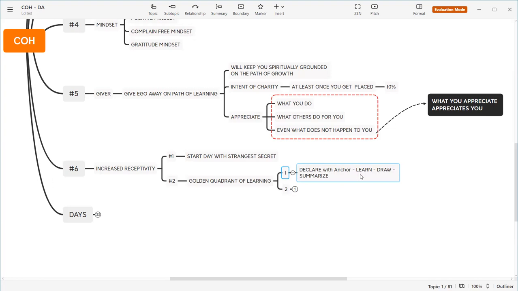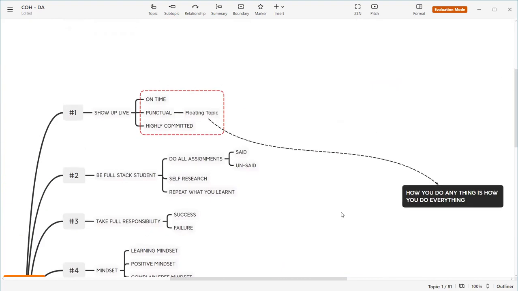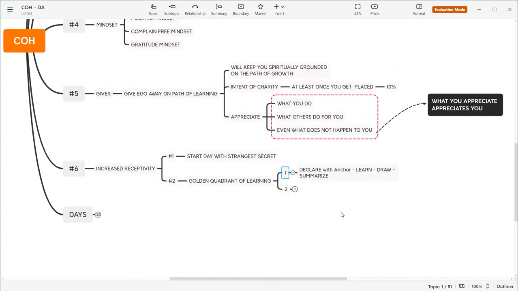And the moment we are done with the declaration, the anchor and the learning, after how many hours, everyone? After 24 hours, you have to grab pen and paper and draw whatever you have learned. You can use this format to scribble on a piece of paper and draw whatever you have learned.